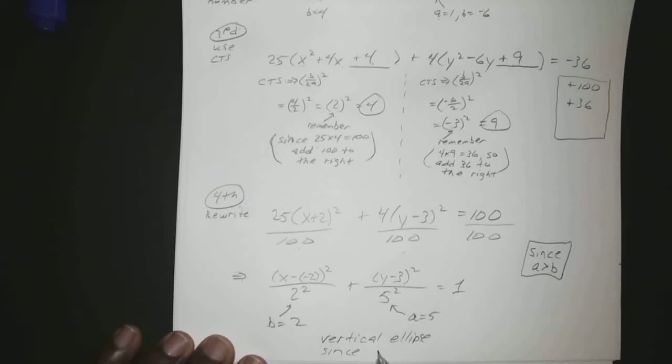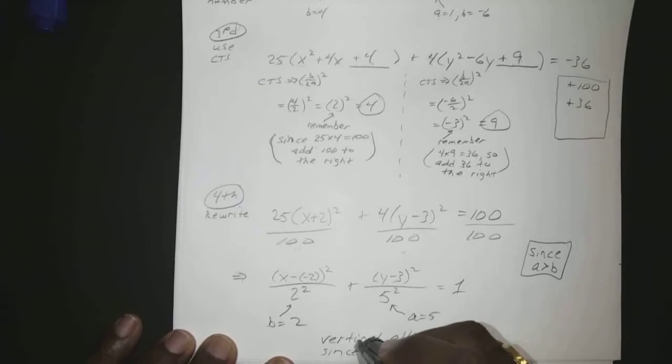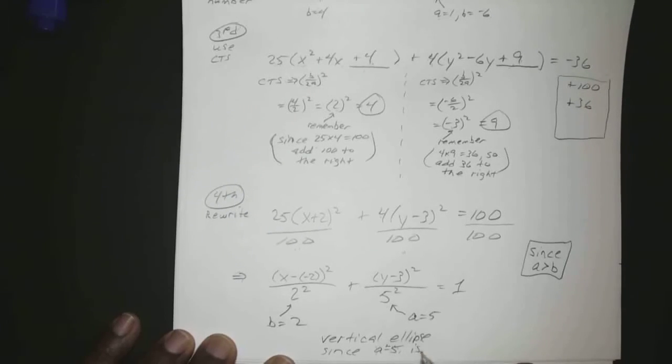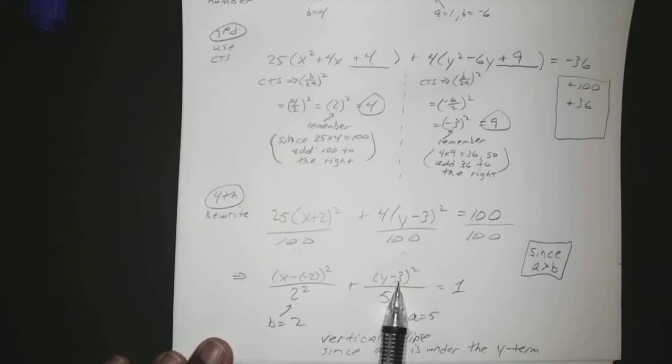Since the Y term, or A is under the Y term. Well, I guess you could say A equals 5 under the Y term. Okay. And we can also tell here that our H and our K will tell us our center. So we have H equals negative 2, K equals 3.